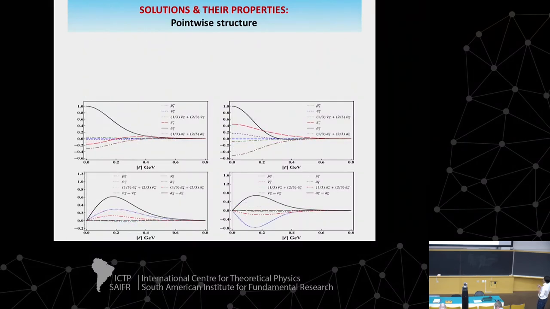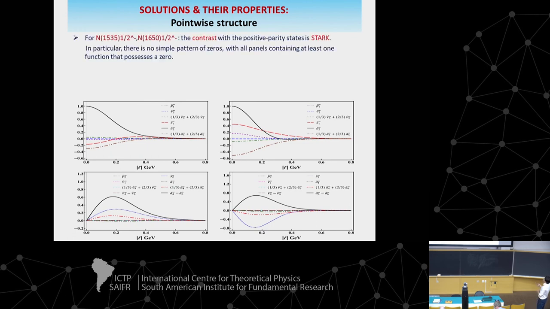Here are our results for the negative parity baryons. Here is the S wave for N-star C5035, the P wave for N-star B235. This is the S wave and the P wave for its radial first excitation. We can see that for these negative parity baryons, the contrast with the positive parity states is stark.